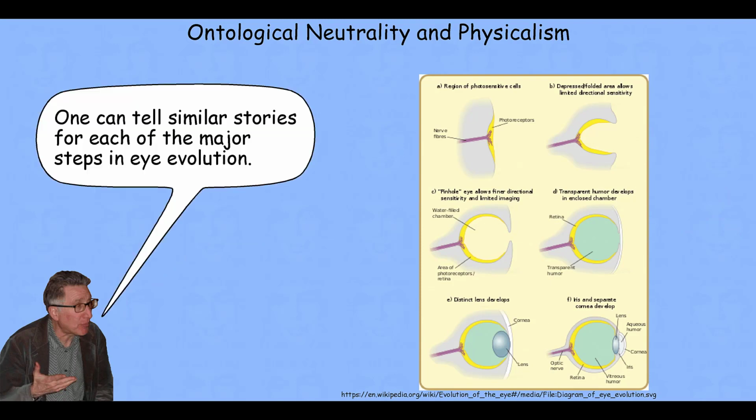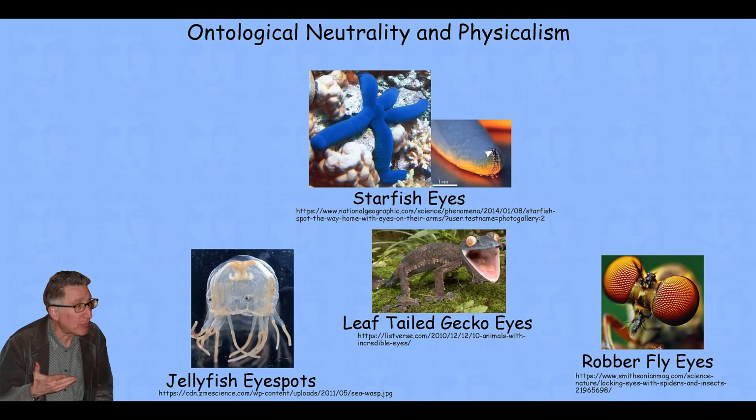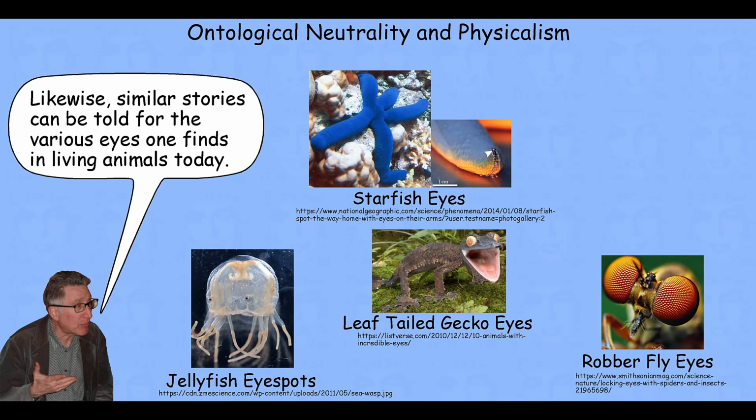We can likewise tell similar stories, I would suggest, for every single stage in the evolution of particular kinds of eyes. And a similar story can be told, I would say, for every eye that we see out there in the real animal world, whether it's jellyfish eye spots or starfish eyes or leaf-tailed gecko eyes or Robber fly eyes or so on. The diverse instantiations don't undermine physicalism precisely because our ability to understand these things as eyes depends upon our understanding them as physical.